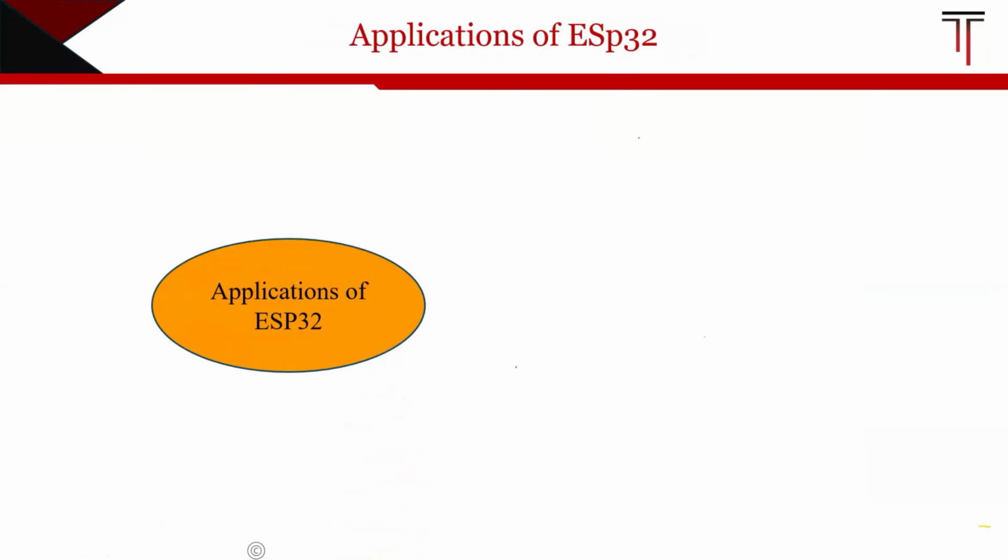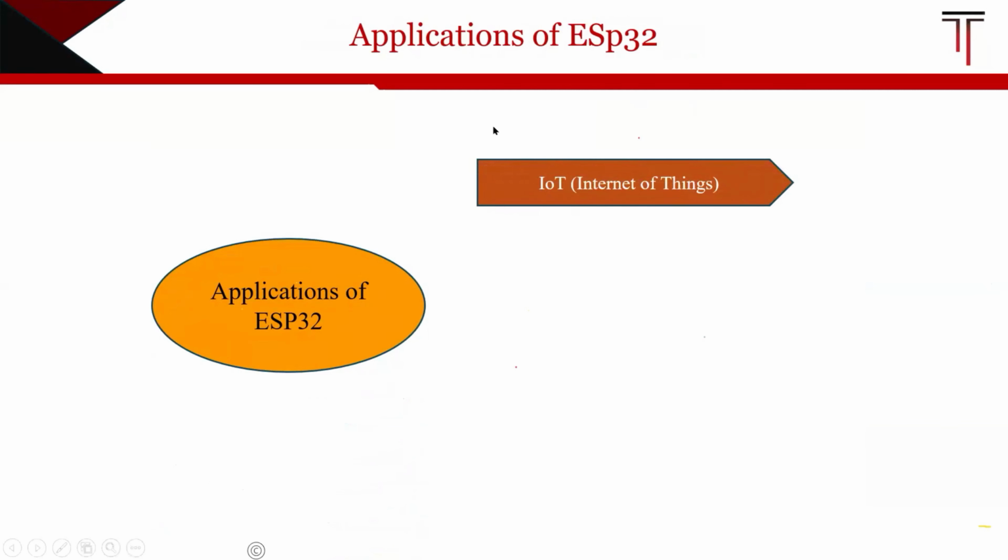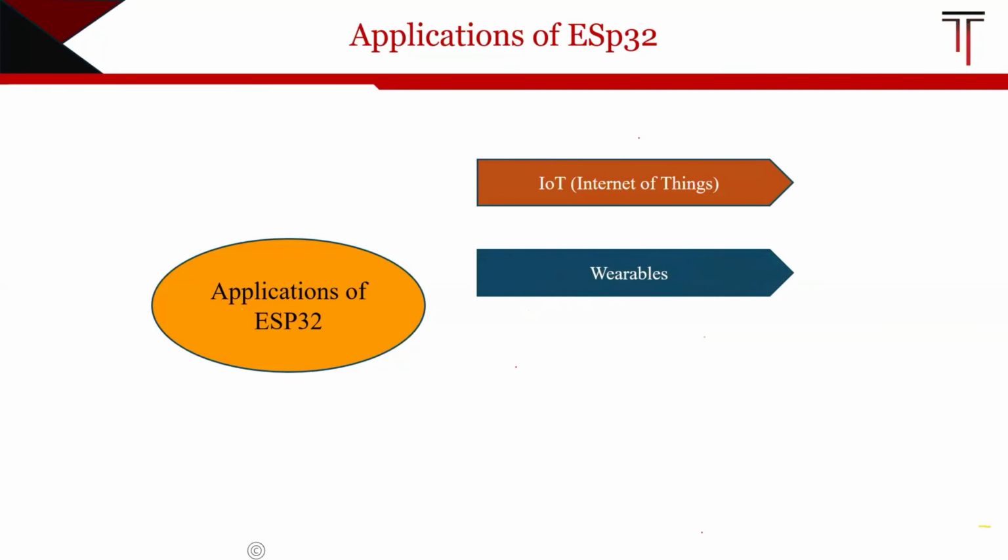And if we come to the applications of this ESP32, as we already discussed, ESP32 is mainly suitable for IoT applications, right? Due to its integrated Wi-Fi and Bluetooth capabilities, we can use these ESP32 boards in IoT applications like smart home automation, smart hospitals, smart devices, smart cities. Okay. So next we have another application, that is wearables. With its low power consumption and Bluetooth connectivity, ESP32 is ideal for wearable devices also, like smart watches and fitness trackers.